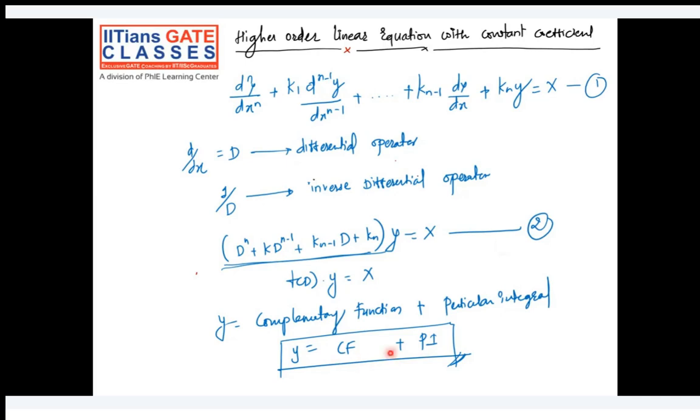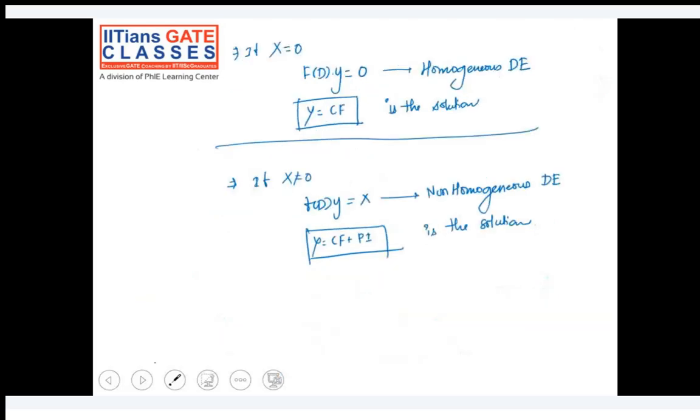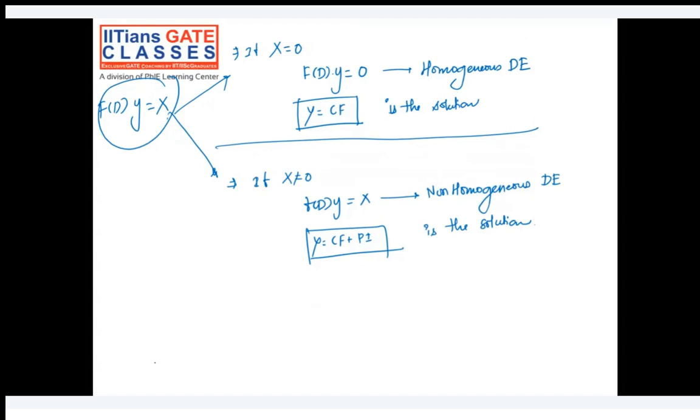But you should remember this equation number 2, that is f of D times y equal to capital X. If this capital X is 0 or if it is non-zero, then these equations can be named as homogeneous and non-homogeneous higher order linear equations. Homogeneous means if X is equal to 0, meaning f of D into y is equal to 0. We don't have anything on the right hand side. Then this is called a homogeneous higher order differential equation, and the solution in that case will be only CF.